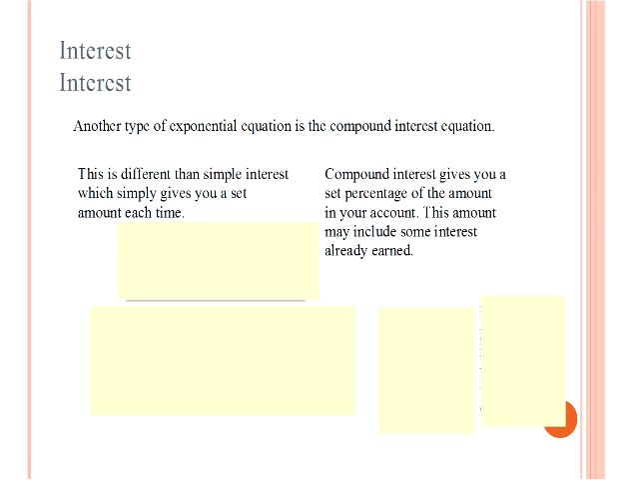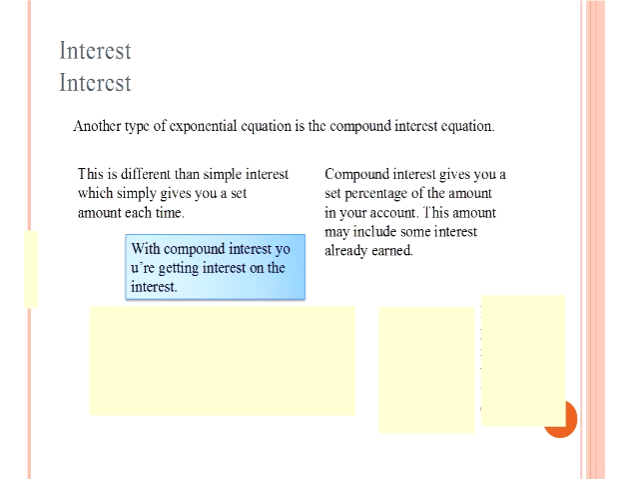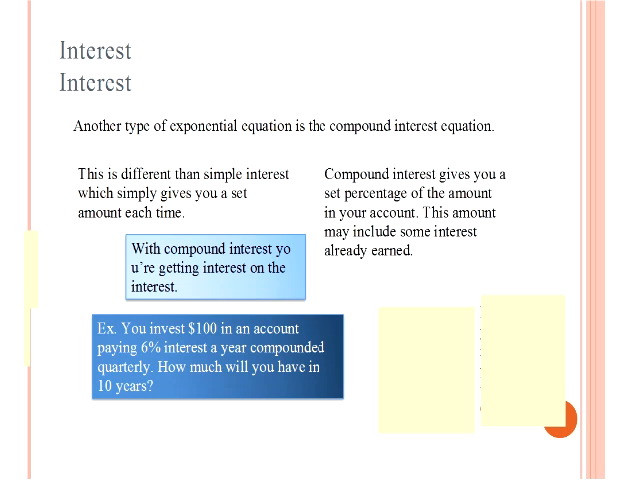Another type of scenario where these rational exponents come into play is a compound interest equation. Compound interest is when you get interest on your interest. What happens is that we get a certain amount of interest in a month, let's say, and that increases your principal. And so the next month's interest will be slightly bigger because your principal is slightly bigger. If we looked at investing $100 in an account paying 6% interest a year compounded quarterly, we could figure out how much we'd have in 10 years.